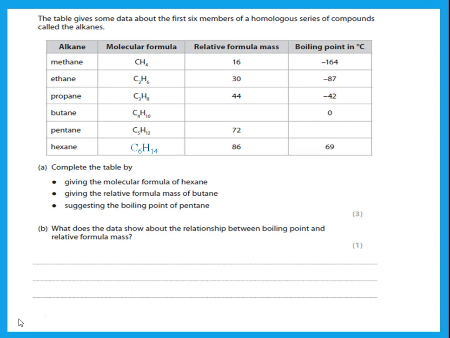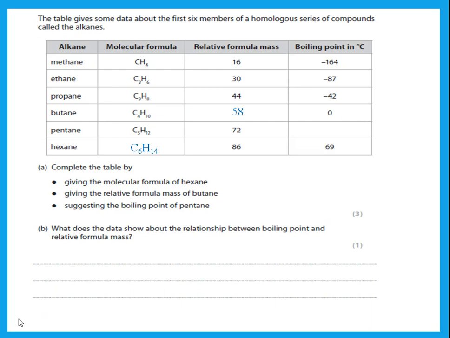Give the relative formula mass of butane. Where is butane? I want the relative formula mass. How do I calculate relative formula mass? That's the same as molecular mass. So molecular mass is 4 times the atomic mass of carbon, so that means 4 times 12 plus 10. So that is 58.